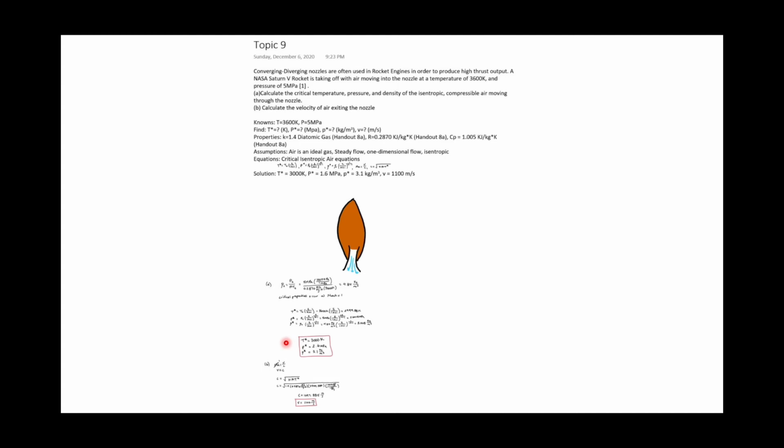For part B, for solving for the velocity, we're able to use the following equation: the Mach number is equal to the velocity over c. Here, we know at critical points the Mach number is equal to 1, therefore v is equal to c. Using that c is equal to the square root of kR times the critical temperature, we are able to determine that the velocity is 1100 meters per second.